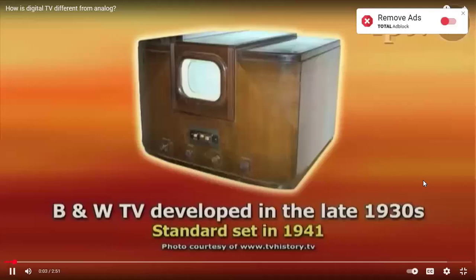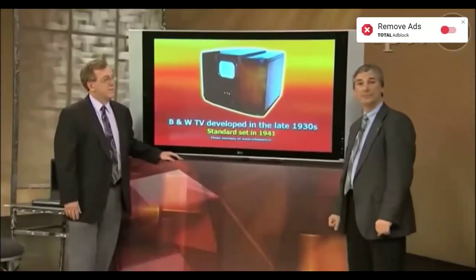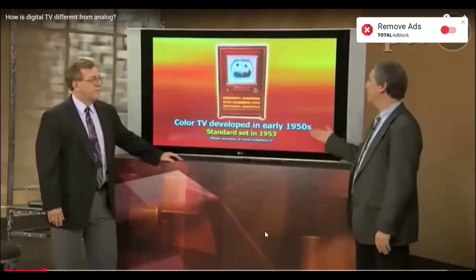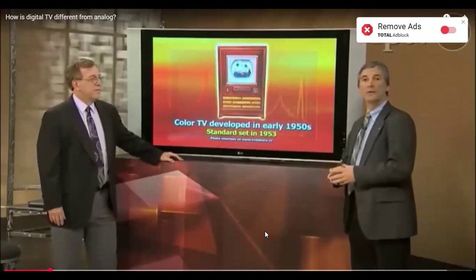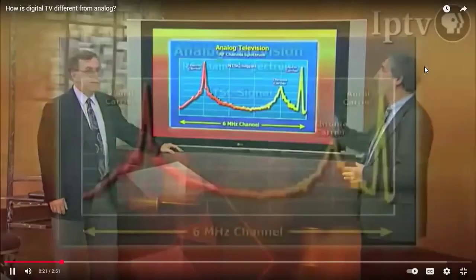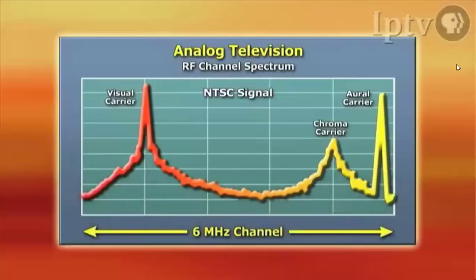Traditional analog television was developed in the late 1930s and standardized in 1941. Color was added to the system in 1953. The signal that is conveyed over the air for traditional analog television is made up of three carriers: a visual carrier, a chroma carrier, and an aural carrier.